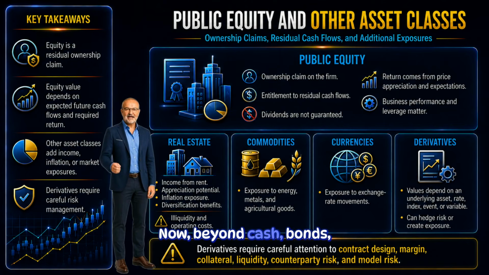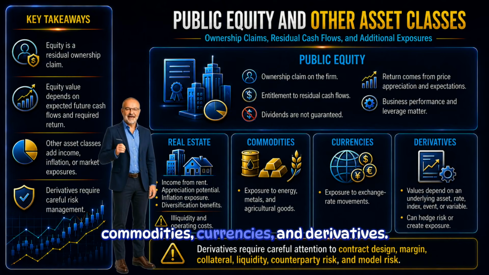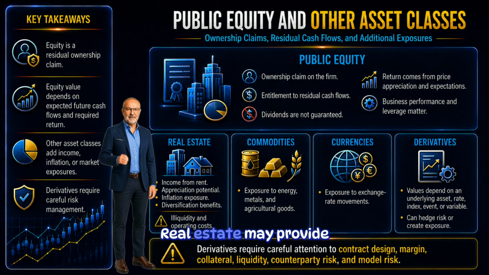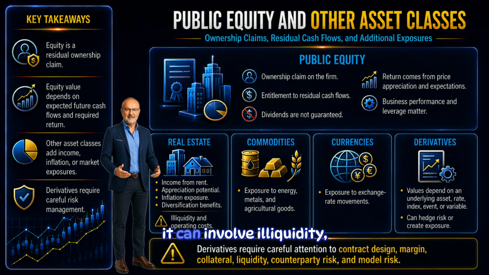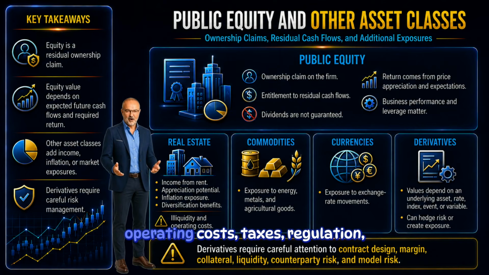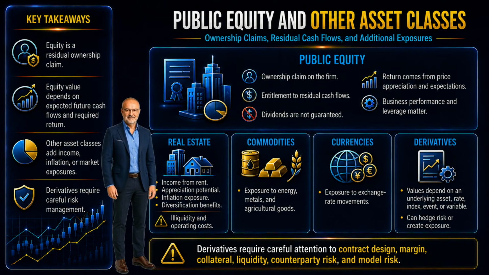Now, beyond cash, bonds, and stocks, investors may also use real estate, commodities, currencies, and derivatives. Real estate may provide income, appreciation potential, inflation exposure, and diversification, but it can involve illiquidity, leverage, local market risk, operating costs, taxes, regulation, and valuation uncertainty.